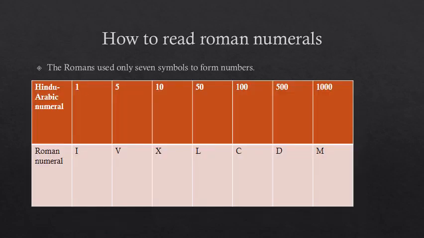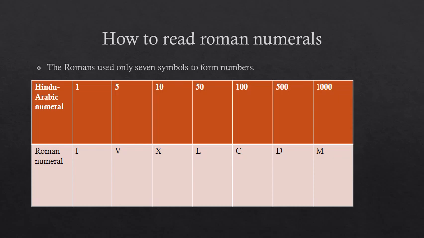Now, children, next comes how to read Roman numerals. The Romans used only 7 symbols to form numbers. You all can see the symbols on your screen. I have put a table. One section is the Hindu-Arabic numeral and the other one is the Roman numeral.